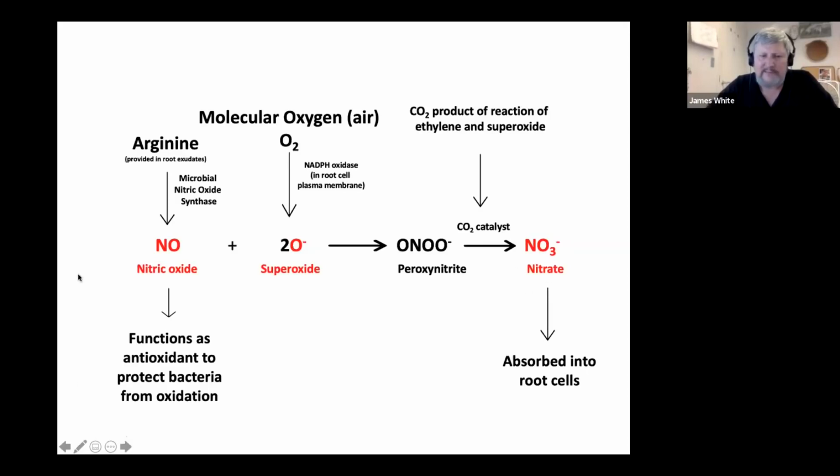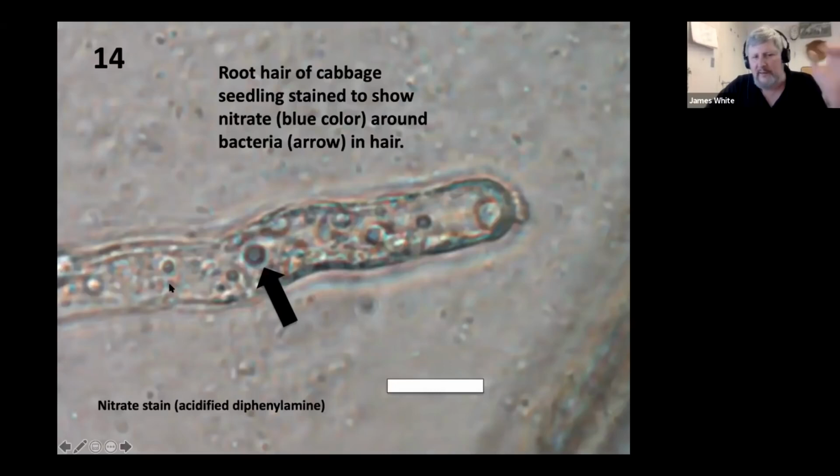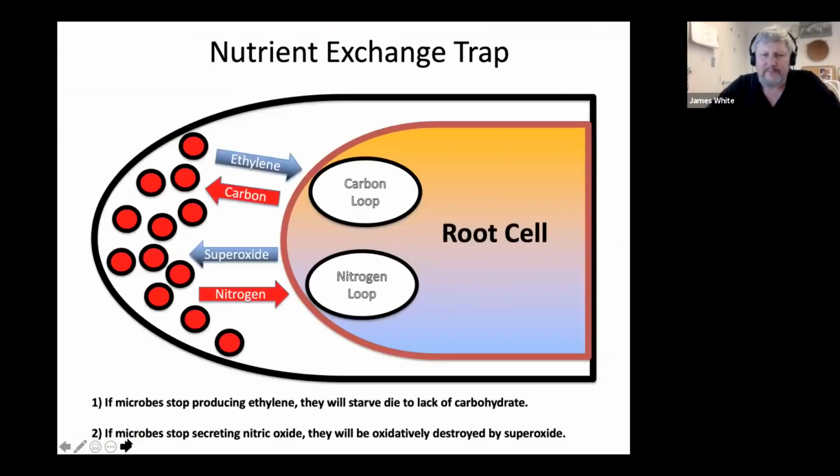And we can measure all of these components in plants. Because this is a root hair of cabbage, looks like, and you can see the bacteria there, and you can see the purple around it. That shows the nitrate. That's stained for nitrate, with this nitrate stain that stains purple where there's nitrate. You can see the purple around all of those. So they're all secreting nitrate into the plant. That's how we interpret that.